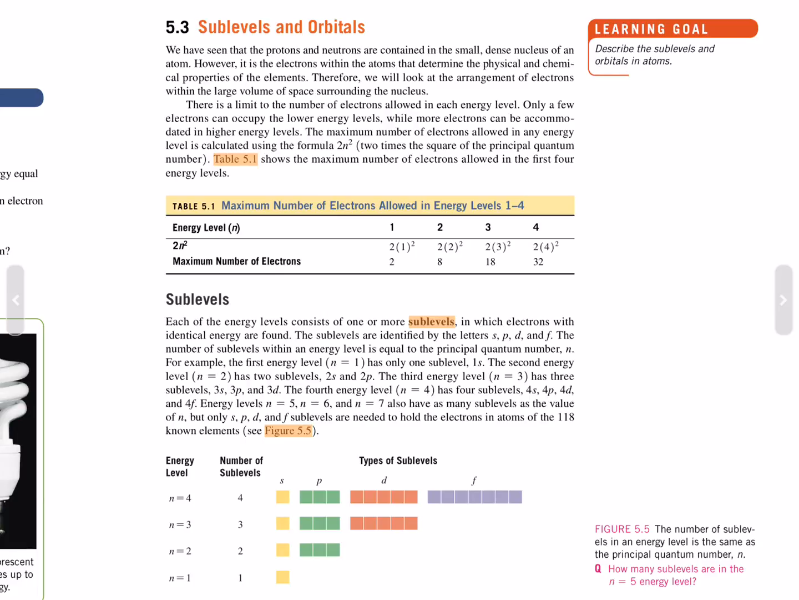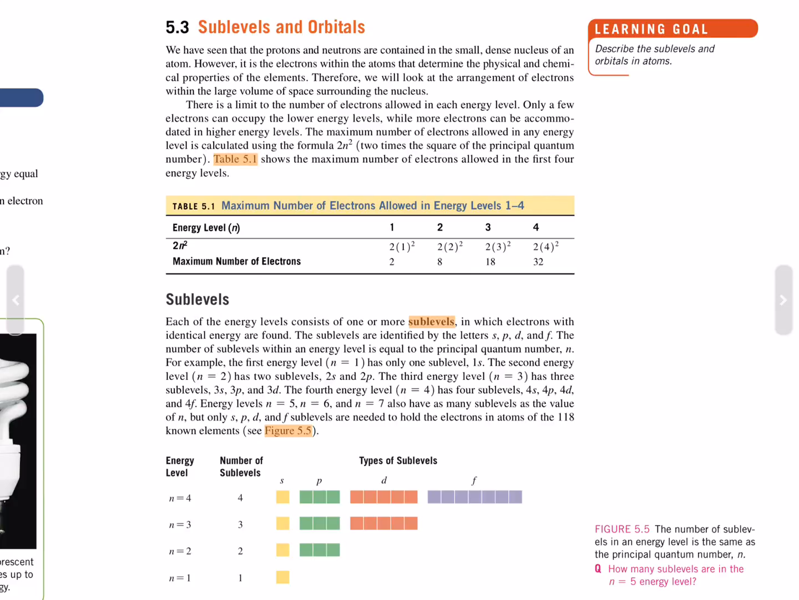There's a limit to the number of electrons allowed in each energy level. Only a few electrons can occupy the lower energy levels, while more electrons can be accommodated in the higher energy levels. The maximum number of electrons allowed in any energy level is calculated using the formula 2n squared. 2 times the square of the principal quantum number shows the maximum number of electrons allowed in the first 4 energy levels. Energy level 1 can only hold 2 electrons. Energy level 2 can hold 8. Energy level 3 can hold 18. Energy level 4 can hold 32.